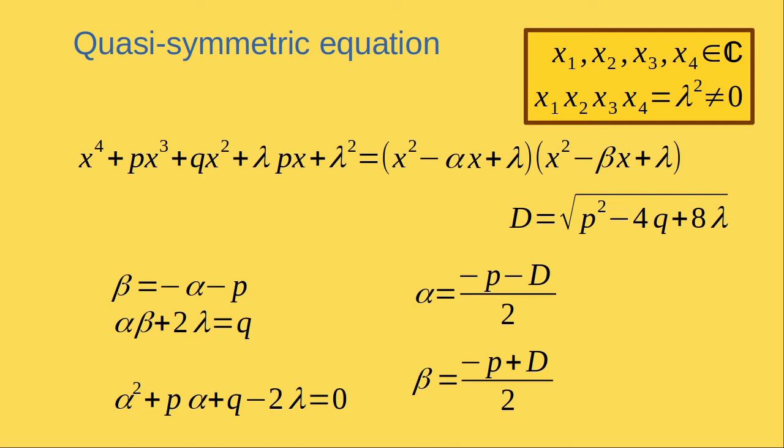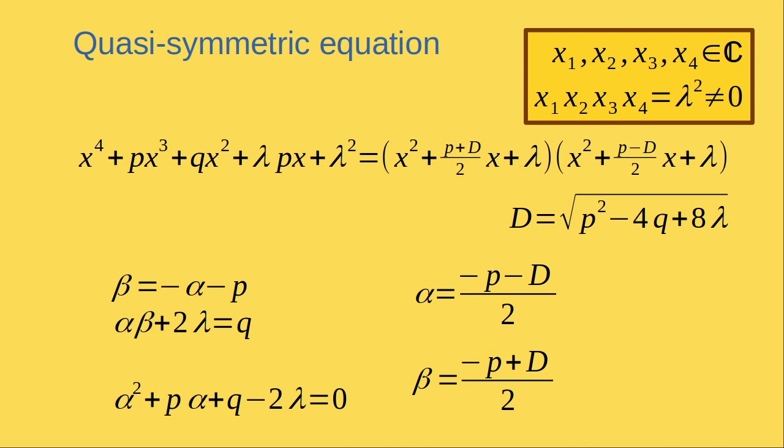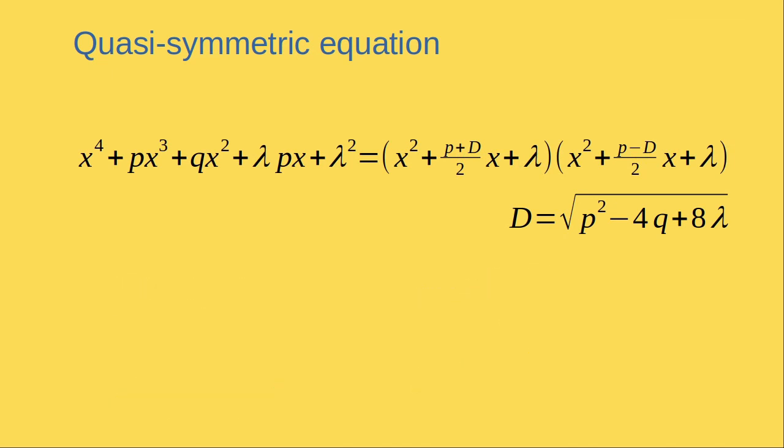Finally, we plug in the expressions for alpha and beta in the formula and we have obtained a product formula for the quasi-symmetric equation. Let's briefly talk about the formula. Even if p, q and lambda are real numbers, d can still be non-real. This occurs if the term p squared minus 4q plus 8 lambda under the root happens to be negative, and we can't rule out this possibility.